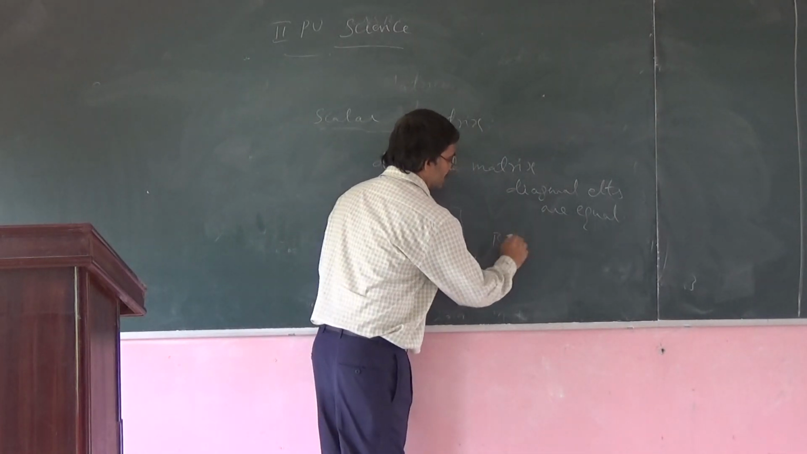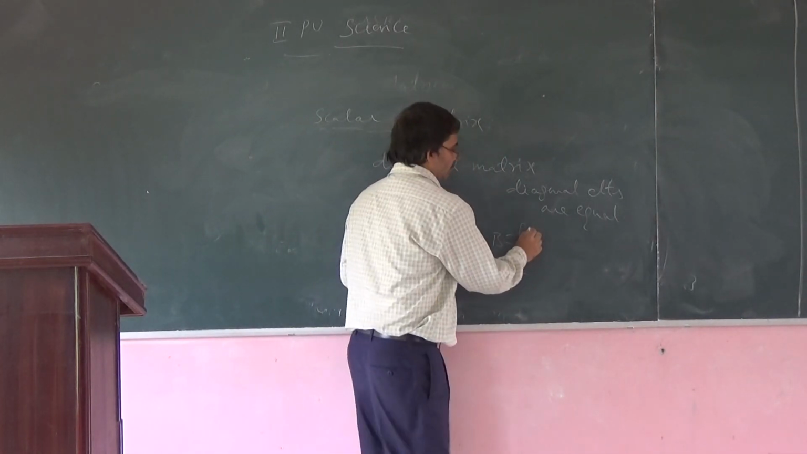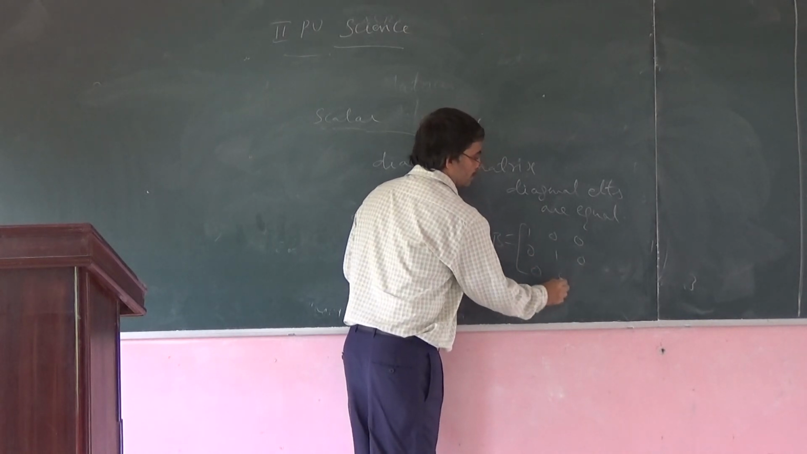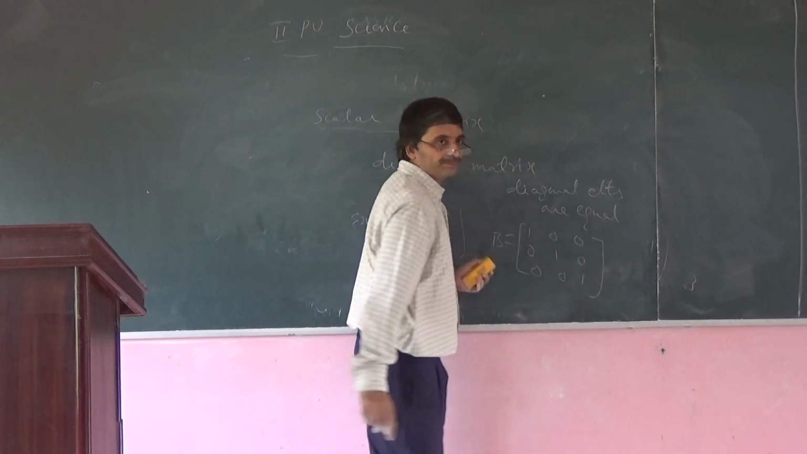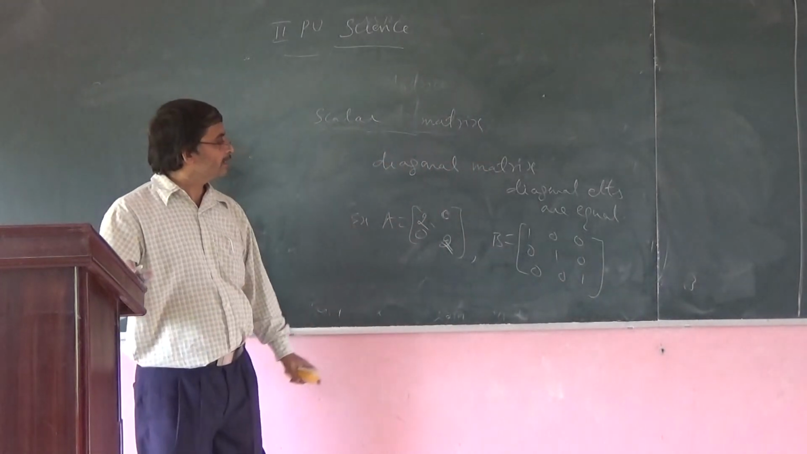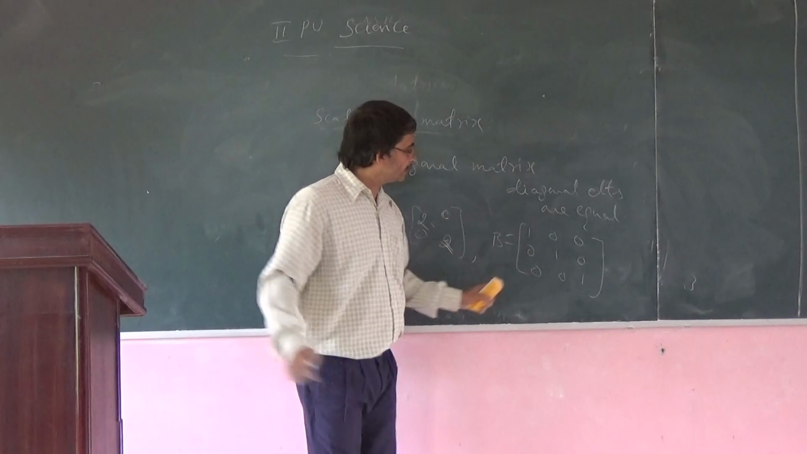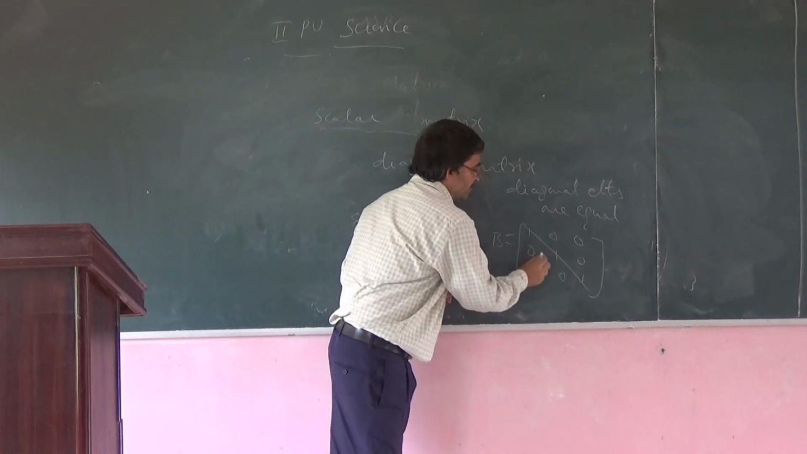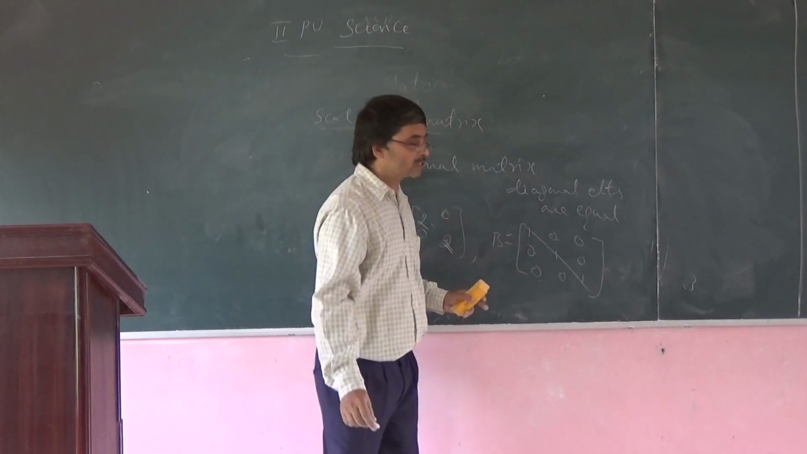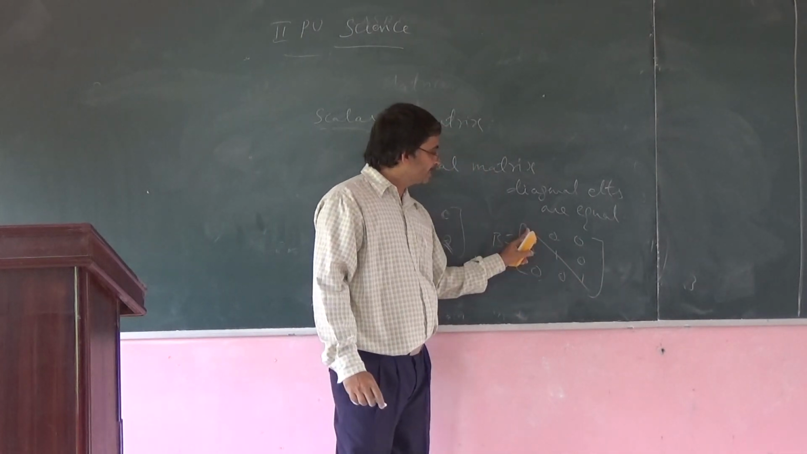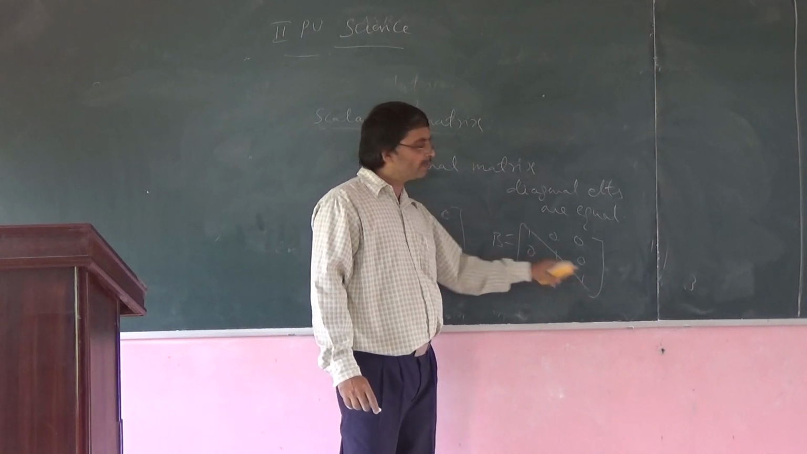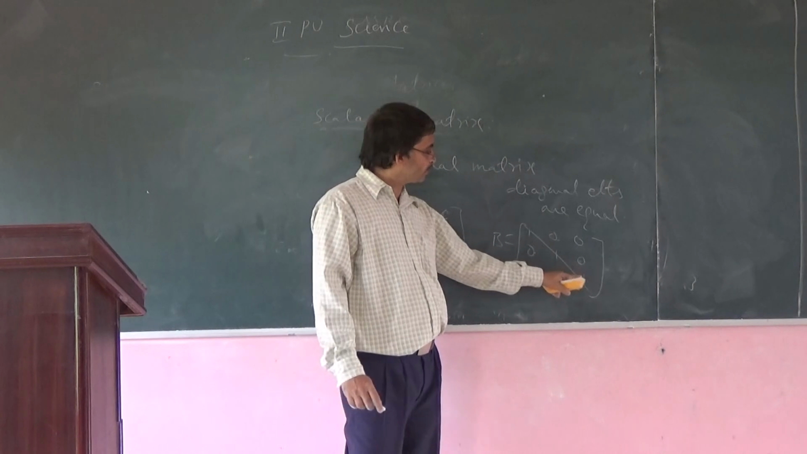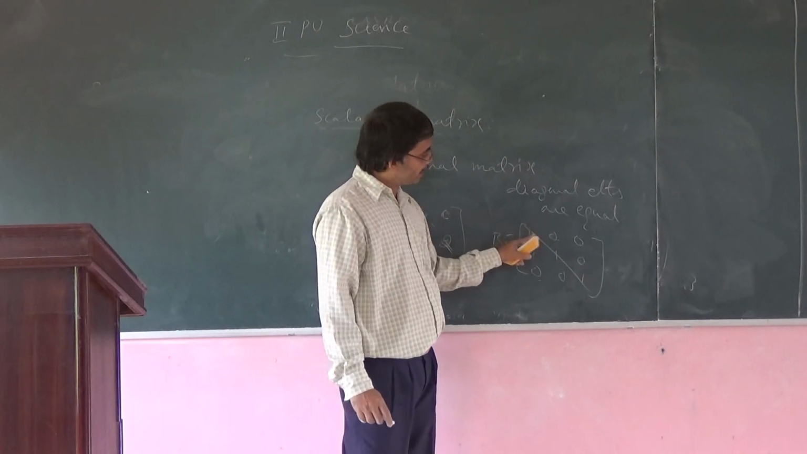I will give one more example: 1 0 0, 0 1 0, 0 0 1. Here you can observe that all the non-diagonal elements are zeros, and the diagonal elements I have taken as 1, 1, 1. There is a purpose here. Why have I taken 1, 1, 1? Here all the diagonal elements are equal.